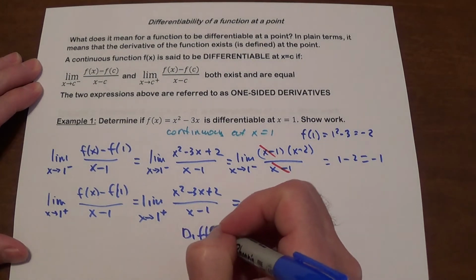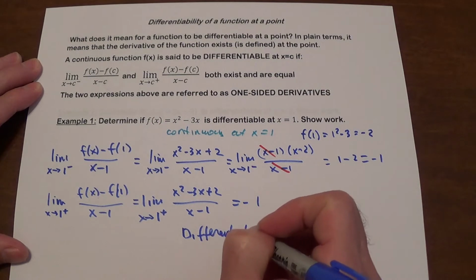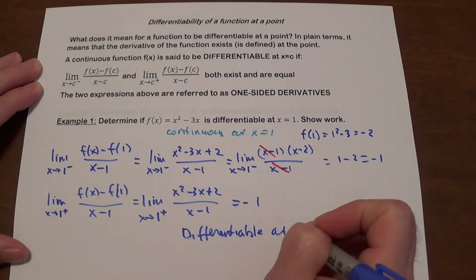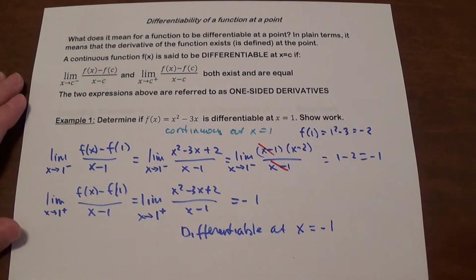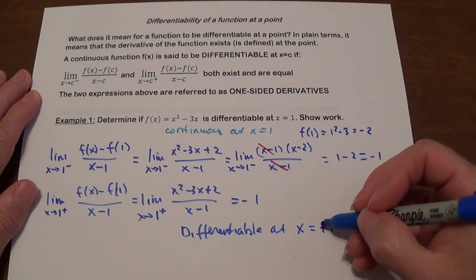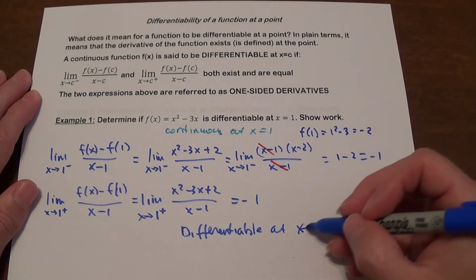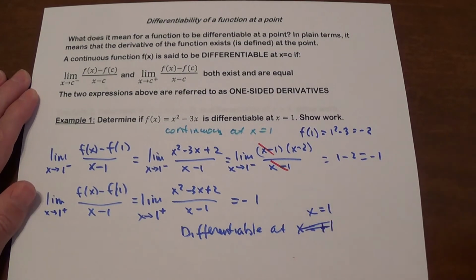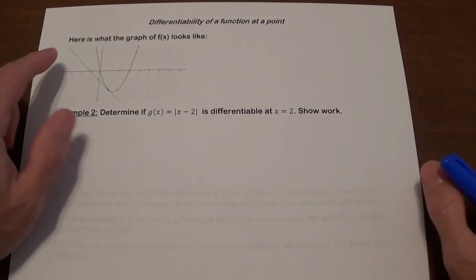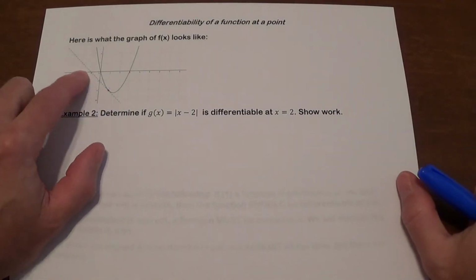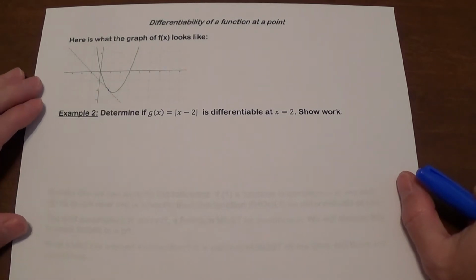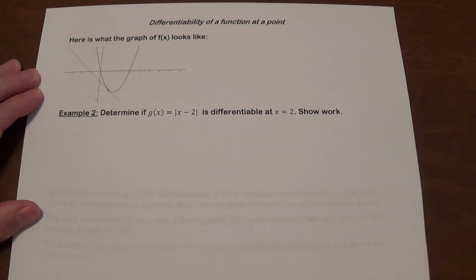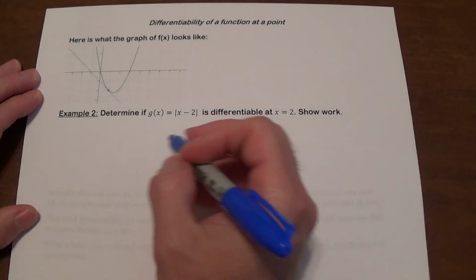The function is differentiable at x equals negative 1. Oh, I'm sorry, at positive 1. The value of the derivative was negative 1. Let me just fix this at 1. Alright, here's what the graph looks like. This is the tangent line at that point, and the graph is nice and smooth, and there's a tangent line to that curve. So what about this function?